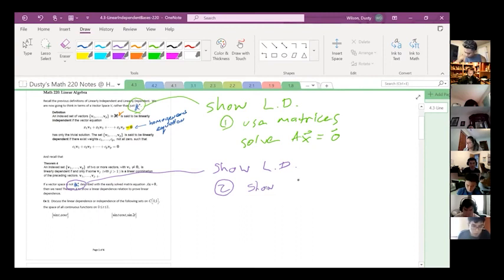Show theorem 4 holds. That is, you got to find the non-trivial solution.